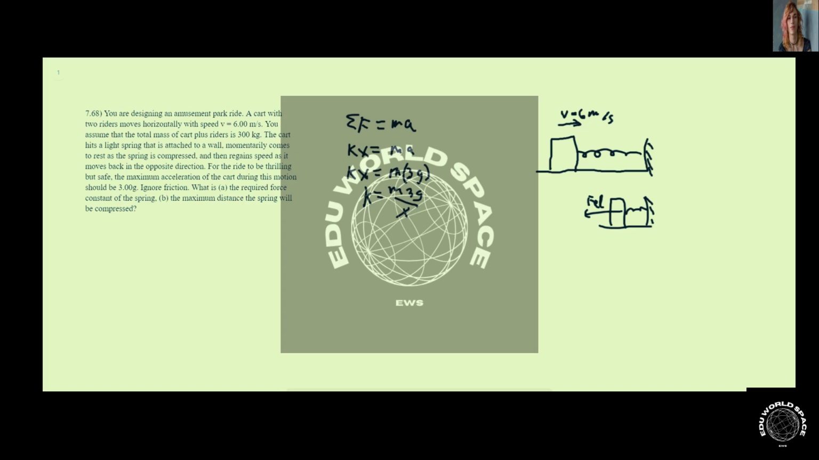What's the maximum distance the spring will be compressed? Okay, so what we can do is write down our conservation of energy equation. We notice that in the beginning here, we only have kinetic energy, and at the second point, we only have elastic potential energy. So we can write those down. We have 1/2 times mass times velocity squared is equal to 1/2 k x squared.